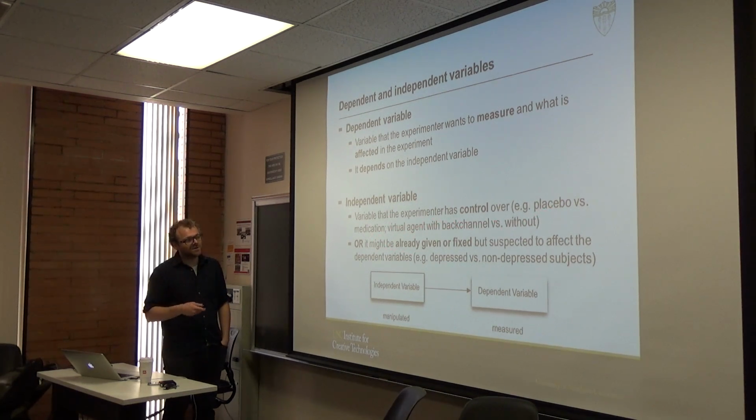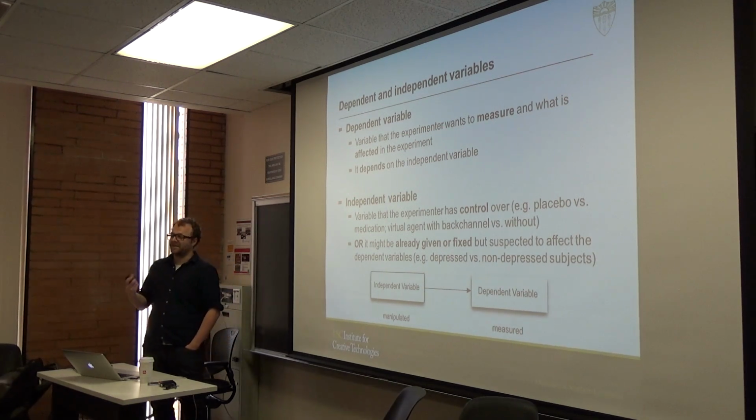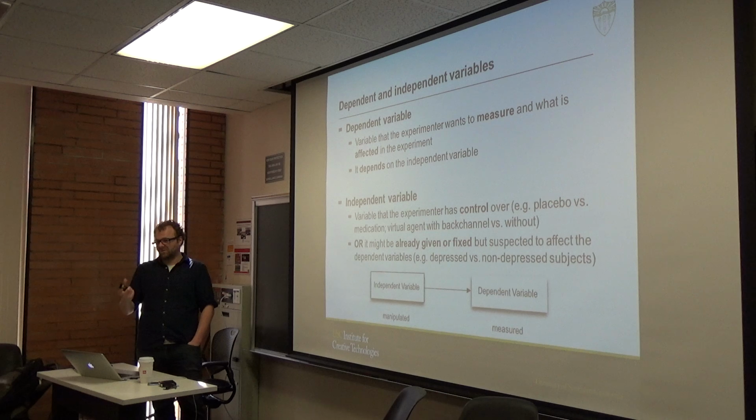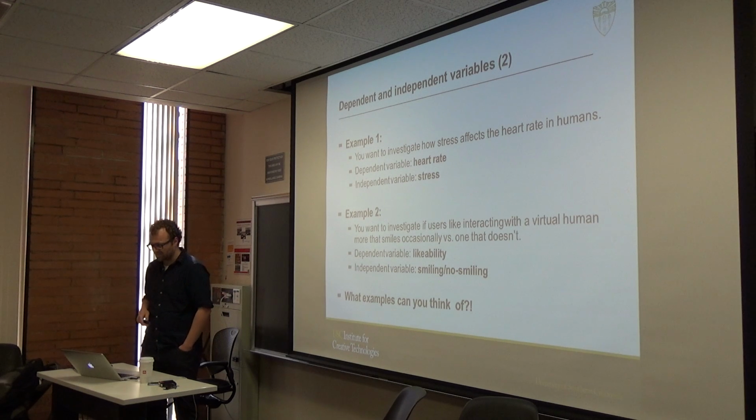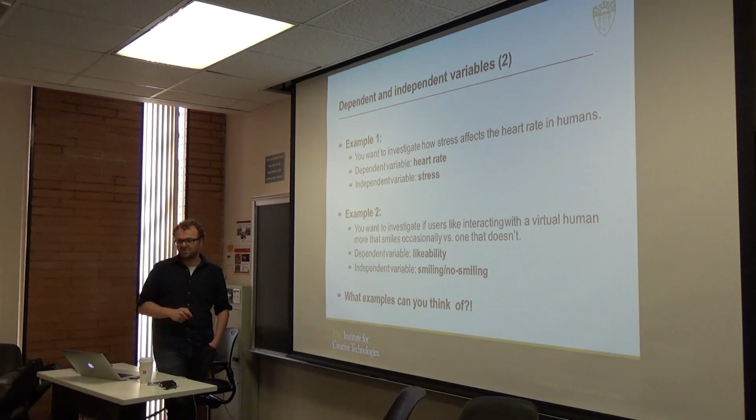Depending on what we want to study, here are a couple of examples. The dependent variable is the measured one, and the independent variable is a controlled variable that you want to control or manipulate. For example, you want to investigate how stress affects the heart rate in humans. The dependent variable is heart rate, and the independent variable is the amount of stress. You can try to think about other variables yourself as well.